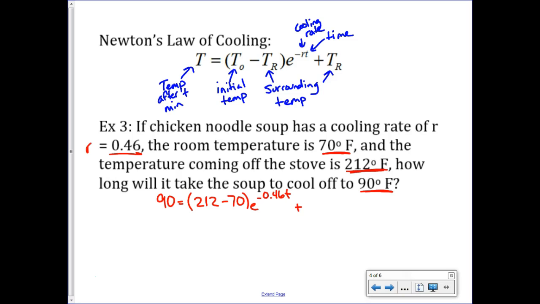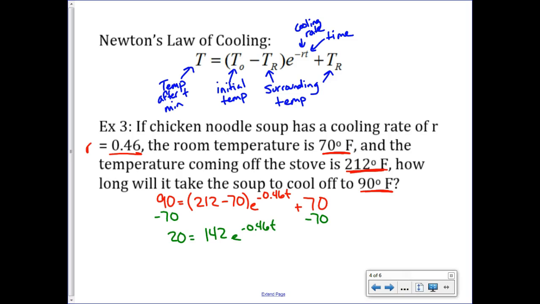And then plus our room temperature of 70. All right, so now we need to start to solve this. So I'm going to do a couple things at once. I'm going to subtract 70 from both sides. So then I have 20 over here, and then I'm going to go ahead and do 212 minus 70, which is 142.